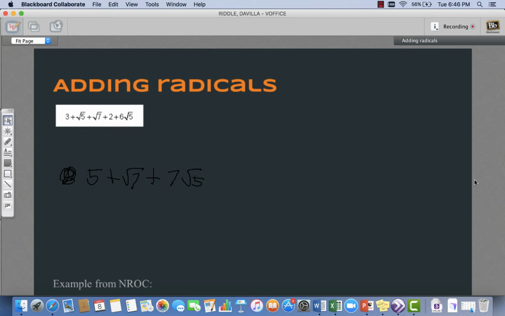So that's a simple way to see how radicals would combine. You cannot combine different radicals, but you can combine radicals with a similar number inside, a similar radicand inside.